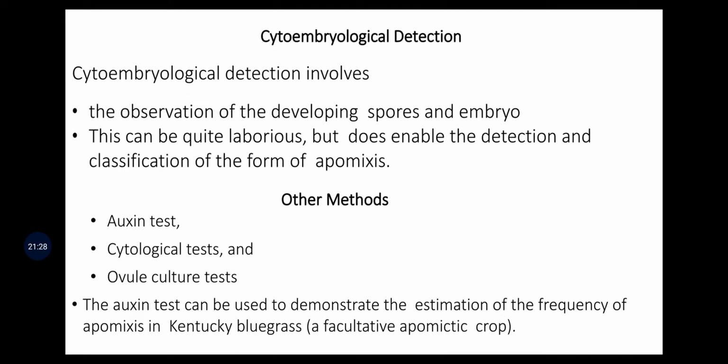Second technique is cytoembryological detection. Here the observation of developing spores and embryo is done. This can be quite laborious but does enable the detection and classification of the form of apomixis. Other methods are the auxin test, cytological test, and ovule culture test. The auxin test can be used to demonstrate the estimation of the frequency of apomixis in Kentucky bluegrass, which is a facultative apomictic crop.